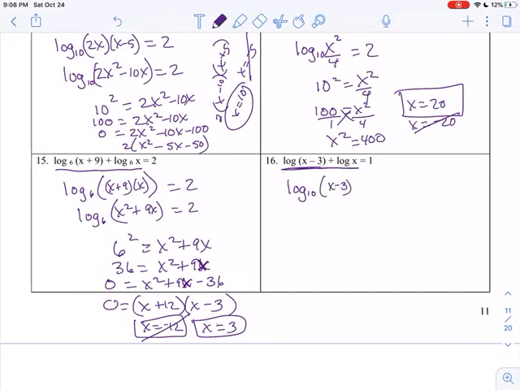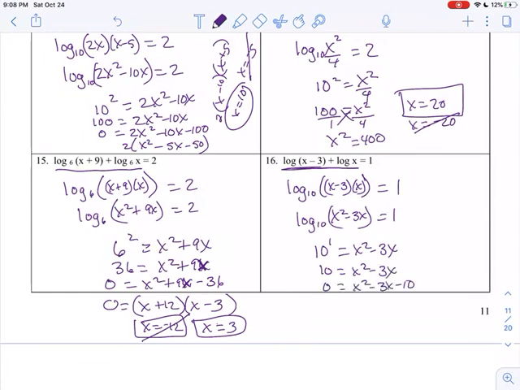All right, and this last one right here, again, I have two logs, so they're base 10. I'm going to condense them together. So it's going to be x minus 3 times x, because there's addition right there. So when I condense them, there'll be multiplication. So this is going to be log base 10 of x squared minus 3x. And then I'm going to put it back into exponential form. 10 to the 1 equals x squared minus 3x. 10 equals x squared minus 3x.